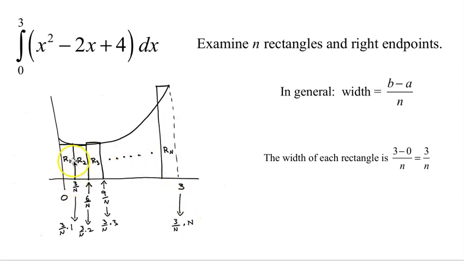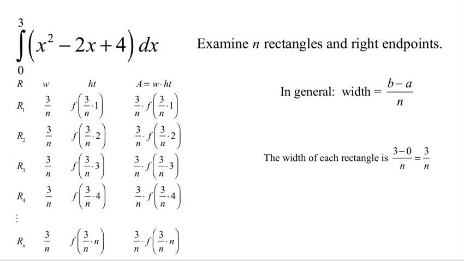What's the height of the first one? F of 3 over n times 1. What's the height of the second one? F of 3 over n times 2. What's the height of the third one? F of 3 over n times 3. What's the height of the last one? F of 3 over n times n. So we have the widths, we have the heights, we multiply those together to get the areas.